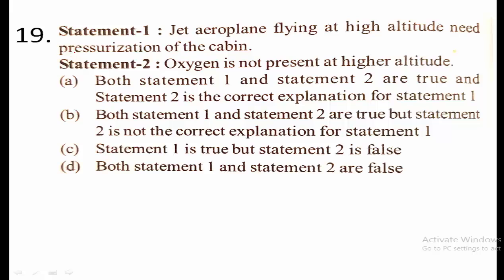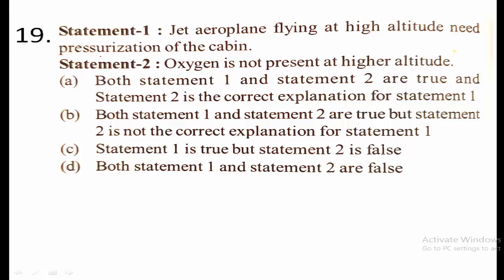The next one, statement 1: jet aeroplane flying at a high altitude needs pressurization of the cabin. ಫಸ್ಟ್ ಸ್ಟೇಟ್ಮೆಂಟ್, ಜೆಟ್ ಏರೋಪ್ಲೇನ್ ಫ್ಲೈಯಿಂಗ್ ಅಟ್ ಅ ಹೈ ಆಲ್ಟಿಟ್ಯೂಡ್, ಭಾಳ ಎತ್ತರಕ್ಕೆ ಹಾರಬೇಕಾದ್ರೆ ಪ್ರೆಷರೈಸೇಷನ್ ಆಫ್ ದಿ ಕ್ಯಾಬಿನ್ ಈಸ್ ನೀಡೆಡ್. ಅಂದರೆ ಕ್ಯಾಬಿನ್ ಅಲ್ಲಿ ಪ್ರೆಷರನ್ನು ಹೆಚ್ಚು ಮಾಡಬೇಕು. Then second statement, the oxygen is not present at higher altitude. ಎತ್ತರಕ್ಕೆ ಹೋದಾಗ ಆಕ್ಸಿಜನ್ ಇರುವುದಿಲ್ಲ ಅಂತ ಹೇಳುತ್ತೆ.